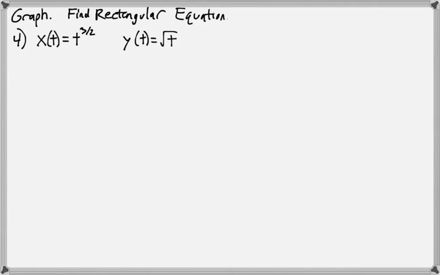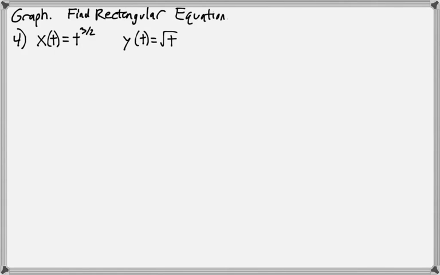For question number 4, I'm graphing the parametric equations. I'm just going to use the calculator, and then we're going to find the equivalent rectangular equation. So if I go to my y equals, which is now for parametric you have an x equals and a y equals. My x is equal to t to the 3 over 2. My y is equal to square root of t.